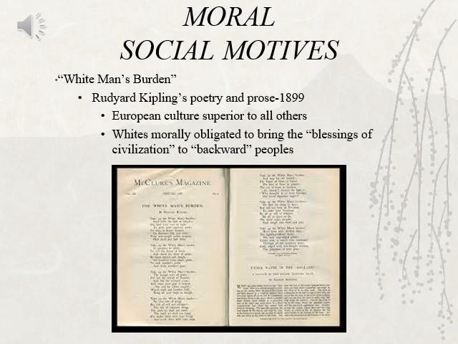And the other moral motives being the social motives, I refer you back to the White Man's Burden, the Kipling poem that we read dated from 1899, how they felt that the European culture was superior to all other cultures, and that white individuals were morally obligated to bring the blessings of civilization to backward, uncivilized people.